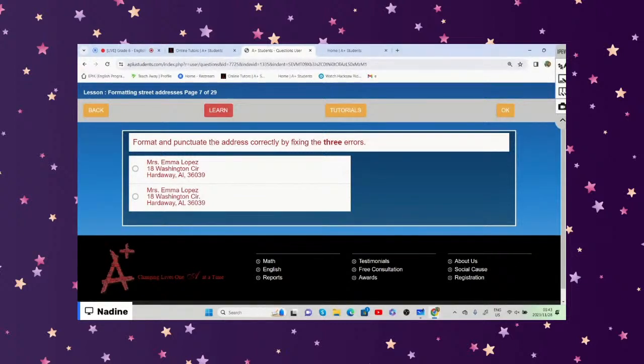The second one is Mrs. Emma Lopez. The street address is 18 Washington CIR, and an endpoint. The city is Hardaway. The state is AL, which is both capitalized. And then we have the zip code, which is 36039. So we will go with the second option.